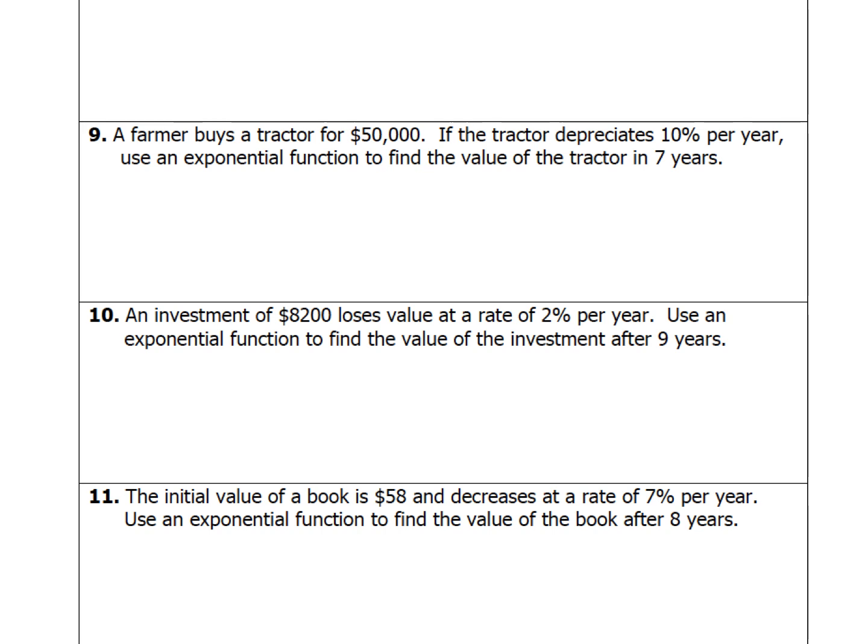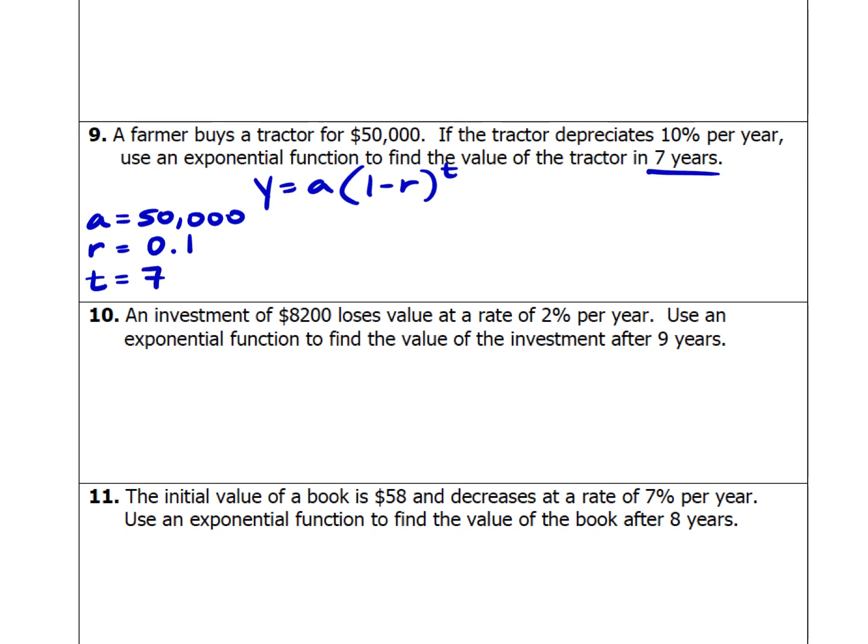So you're going to take this equation, y equals a times 1 minus the rate to the t power. What is a in this problem? 50,000. Okay, what is the rate? How do you write 10% as a decimal? 0.1. You don't technically need the 0 behind it. I mean, you can put a 0 behind it, but it doesn't change anything. And then t? 7 years. Okay, so here's all your information.